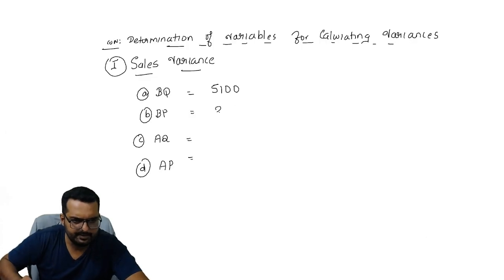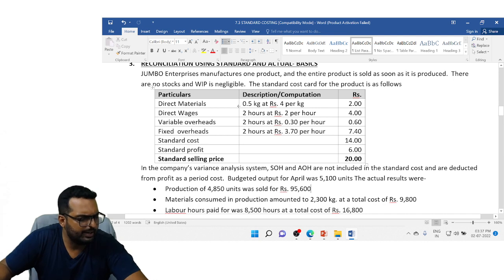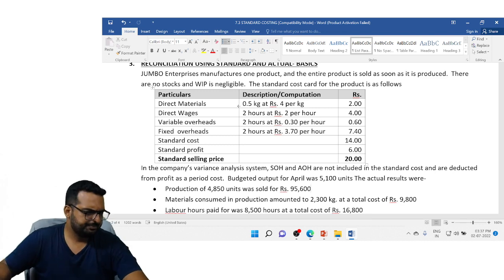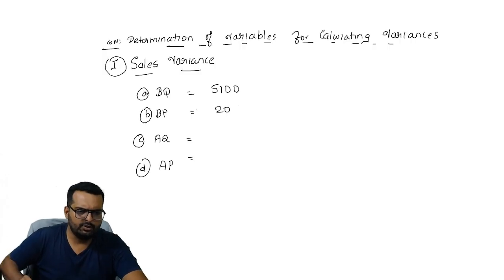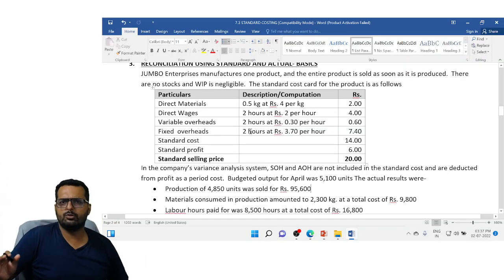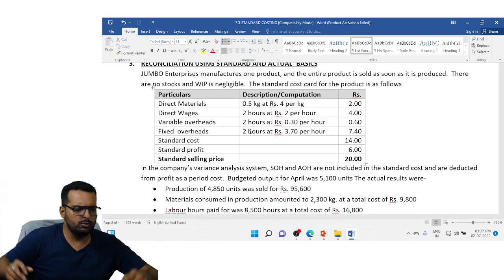What about BP? Budgeted selling price. Is it 20? Very good, it's 20. What about AQ? Actual quantity. 4,850. Wonderful. What about AP? Actual price. Once we complete this question, I will leave you, okay? Because this will be too heavy for you to handle.